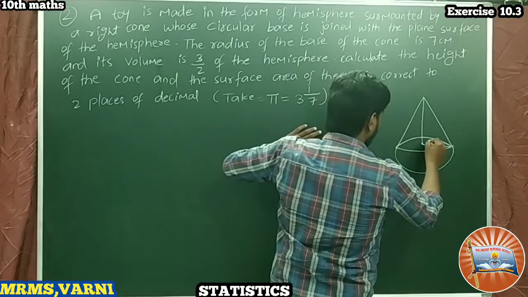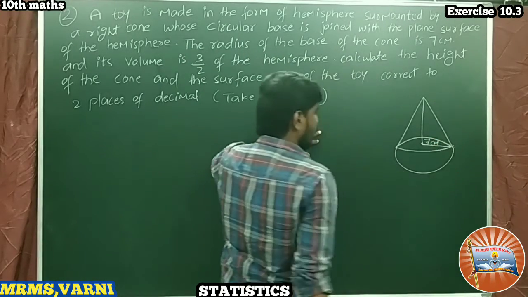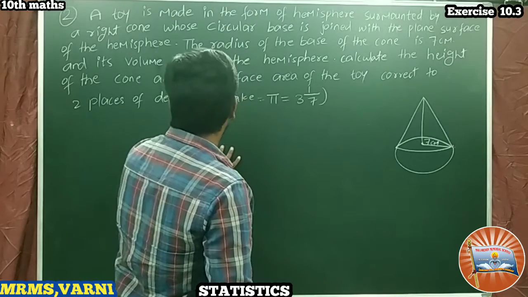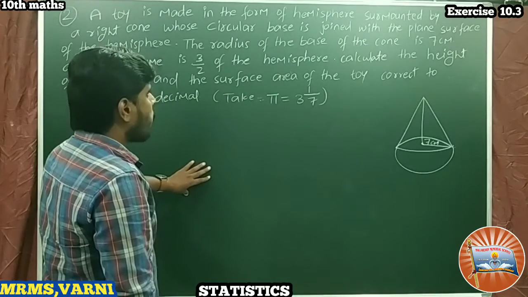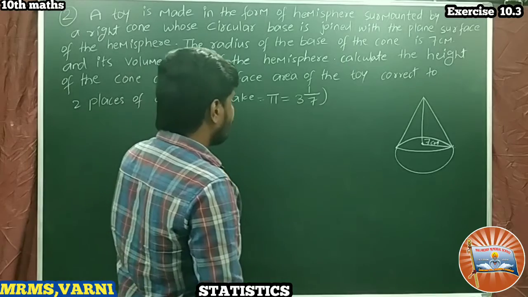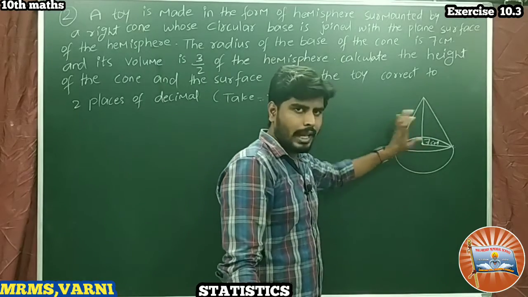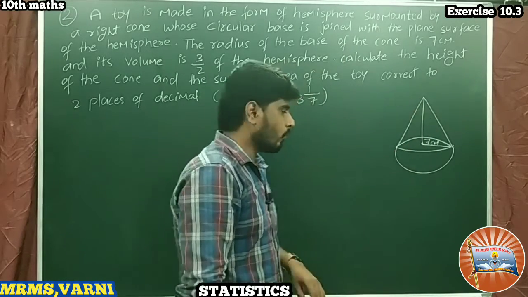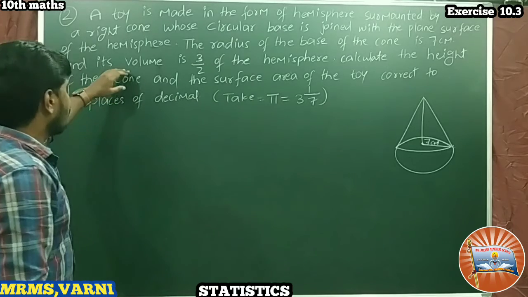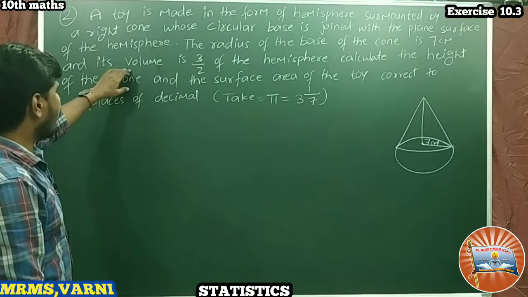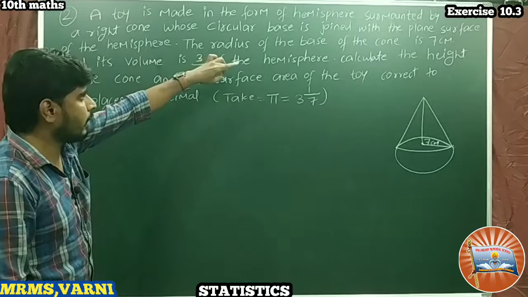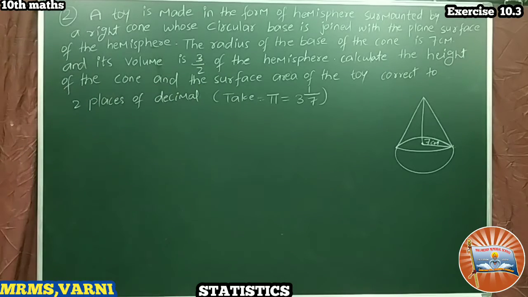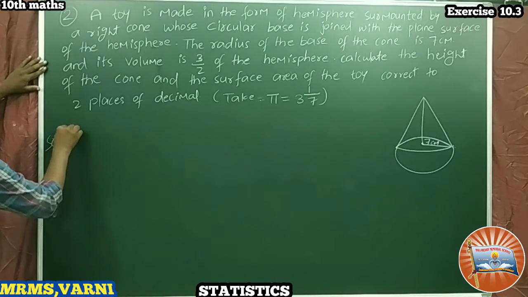So this is the 7 centimeters radius, and what is given? Right. So we have to calculate the total surface area of this toy as well as the height of the cone. And what is the given hint? Its volume, cone volume is 3/2 of the hemisphere volume. Okay, right. So I'm writing the solution here. Take the solution.